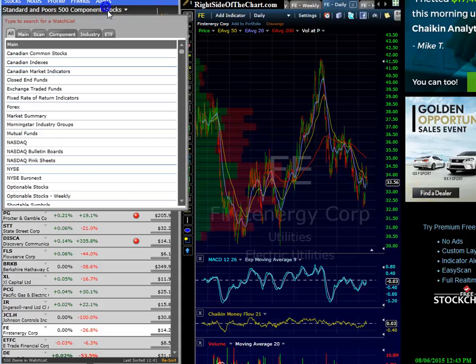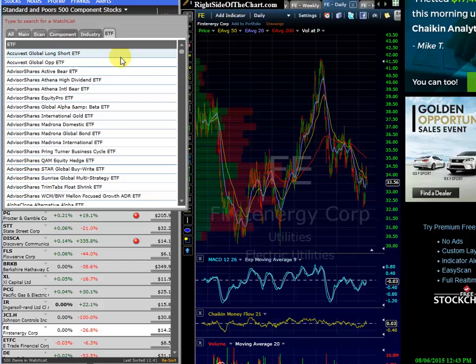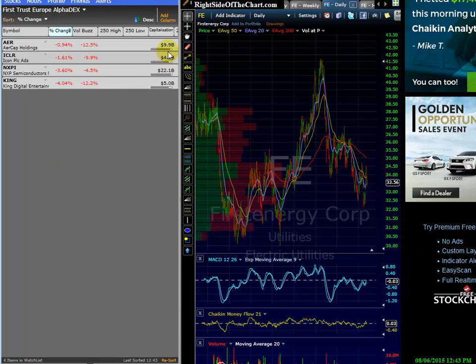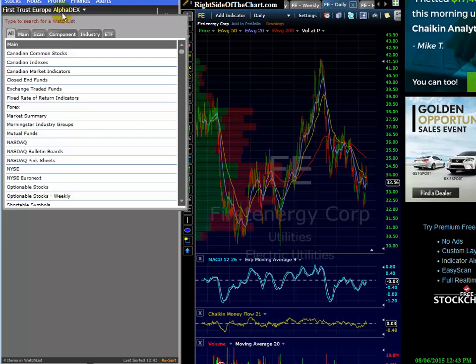So that's how to do it on freestockcharts.com. You can click this tab. You can also look at any ETF you want. So, I mean, there's a gazillion out there. I think they have just about every one that trades. So if we wanted to look at, let's say this First Trust, this is a European, well, there's only 4 in there. You get the point. So you can search by name, type in the name right here, pull up your favorite ETF.